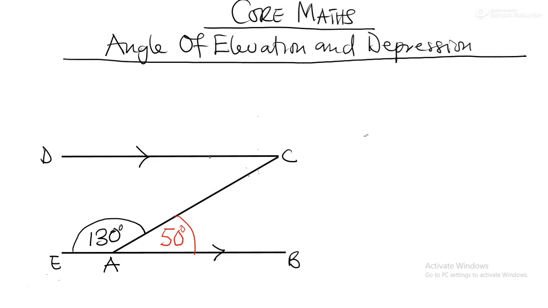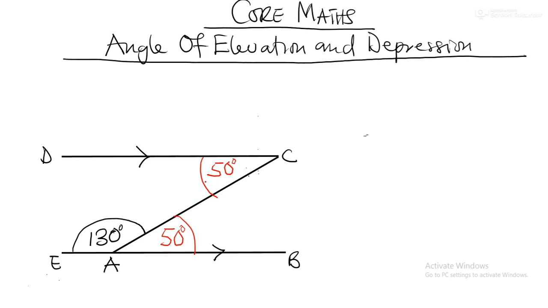It is alternate angles. So you realize that line DC and line EB are parallel. Once they are parallel, it means that this line AC is a transversal. And we've learned that if you have two parallel lines with a transversal, then the angle here and the angle here are alternate angles, and they are equal. So the angle here will also be 50 degrees.